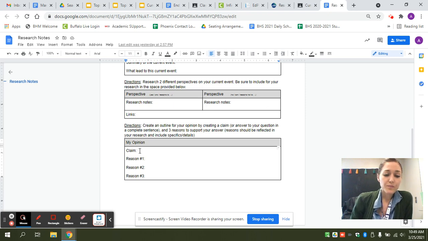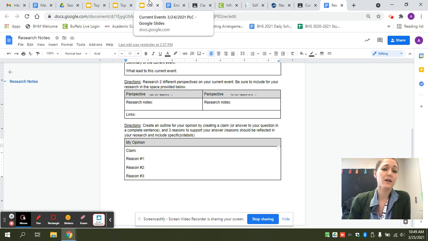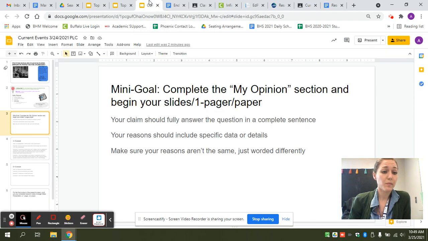Today you're going to focus on completing this My Opinion section. And before you guys start, I'm actually going to give you some examples of what your My Opinion section should look like and what it should not look like. Then I'll show you where to go to get started on your Google Slides, one-pager, or paper, your choice.